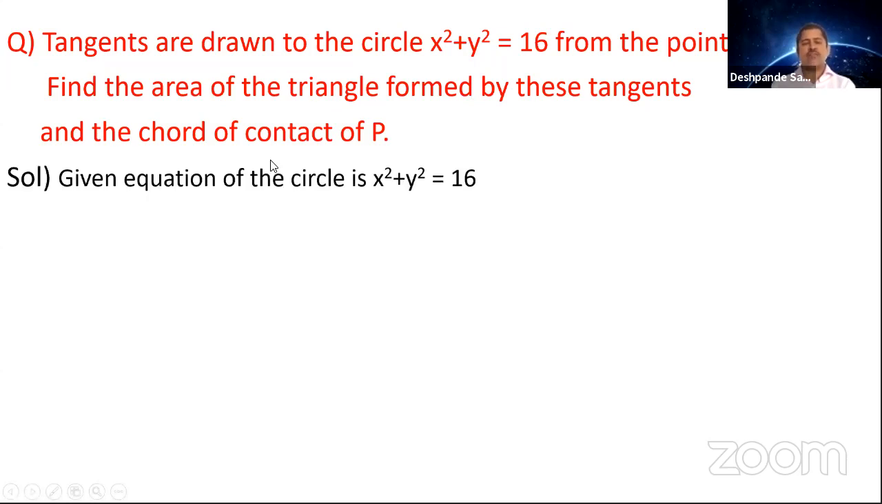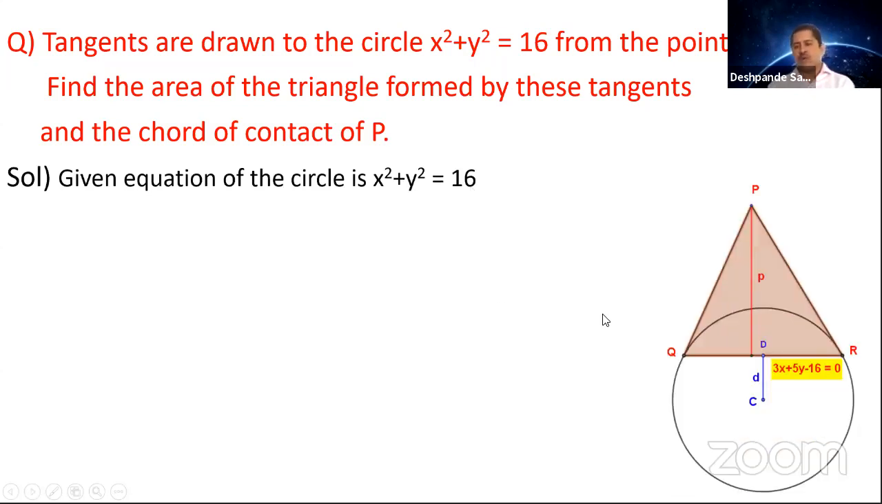So what is the given information? Let us write. The equation of circle is x square plus y square is equal to 16. Now see here, these are the two tangents and this is the chord of contact. You get a triangle. You're going to find the area of the triangle. So how to find the area of a triangle? Area of triangle is given as half into base into height.